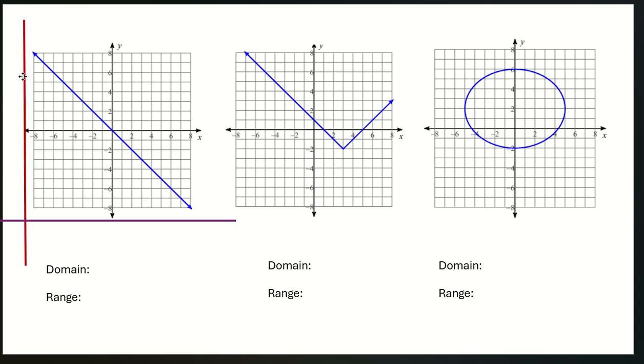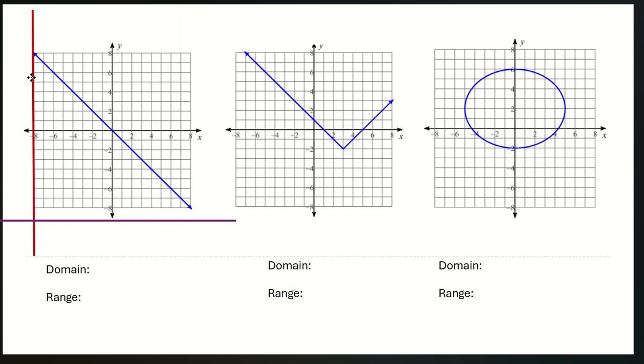So I'm going to start out with domain. I'm going to take this vertical line and slide it slowly from left to right on this graph, and I'm even going to go right to left, backwards. What I'm looking for is points where my graph does not touch the red line. As you see, everywhere on the graph, it's going to touch that vertical line.